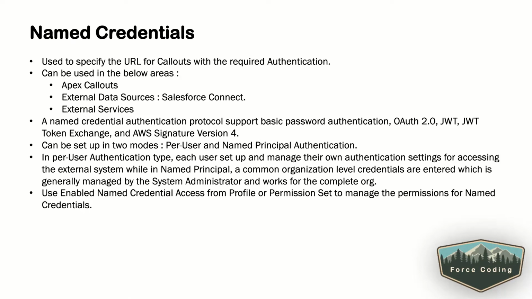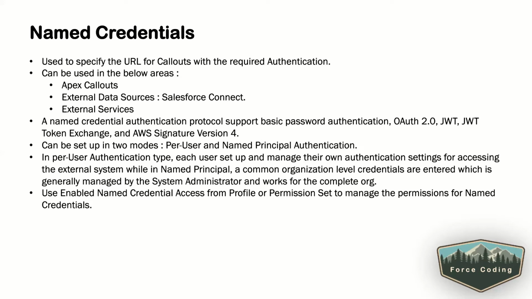Before name credentials, we generally use remote site settings, and there we usually declare our external link and then use that link for our callouts. But with name credentials, we can specify the URL that we are going to use for our callouts. And apart from that, we can also declare the authentication that we require from that external data source. Or you can say, whatever external data service you are using for your callouts, you can authenticate that in your name credentials, right?